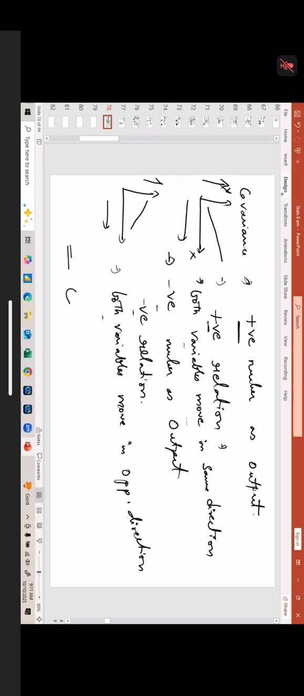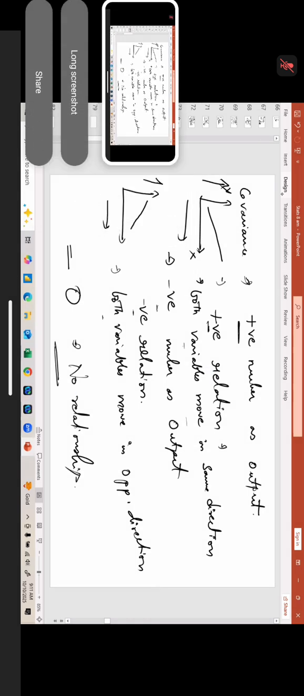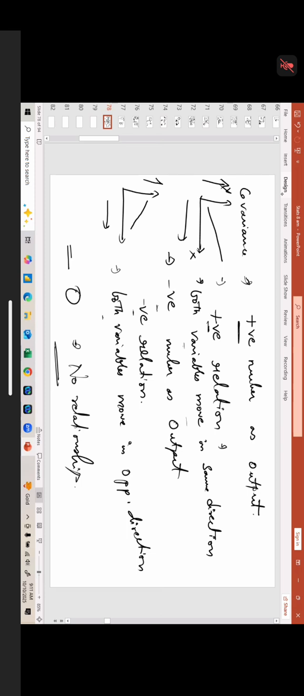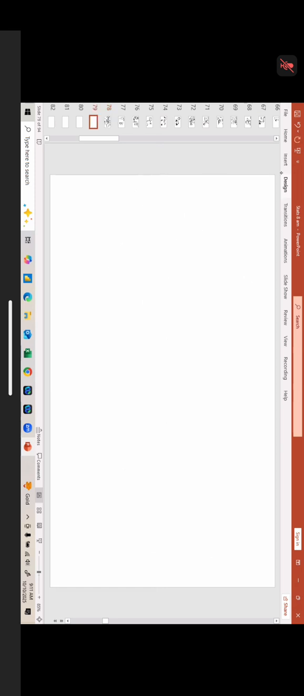Now, what if the covariance is equal to 0? 0 means no relationship. Positive relation, both variables directly proportional. Negative, I mean opposite direction, both variables inversely proportional. And 0, no relationship. Is this understood? Yes. Next.